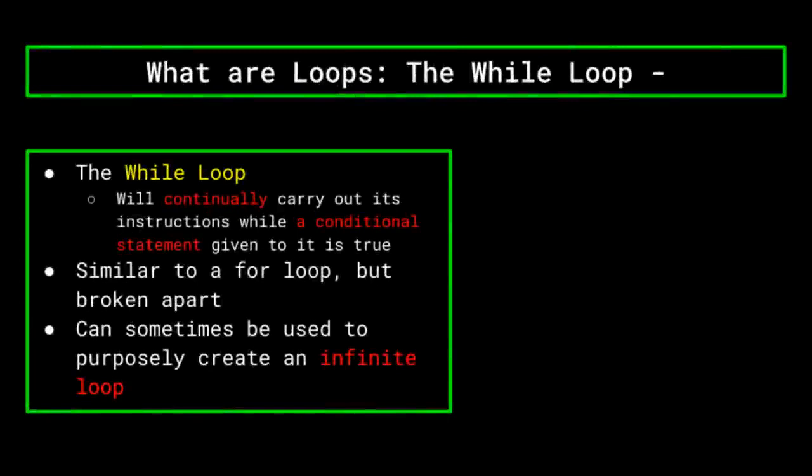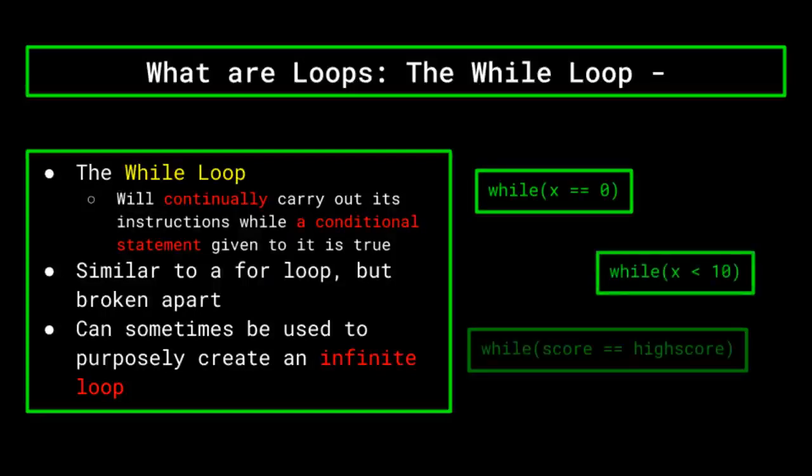Next up, we have the while loop. A while loop will continually carry out its instructions while a conditional statement given to it is true. This can be as long as a certain variable is true, as long as a number is less than another number, or while a value is still equal to another value, for example. While loops are different than for loops in that the loop is not contained within one statement, but stretched out and will continue to run as long as this condition is true. Like a for loop, you could make the condition such that it will eventually return false and exit the loop.